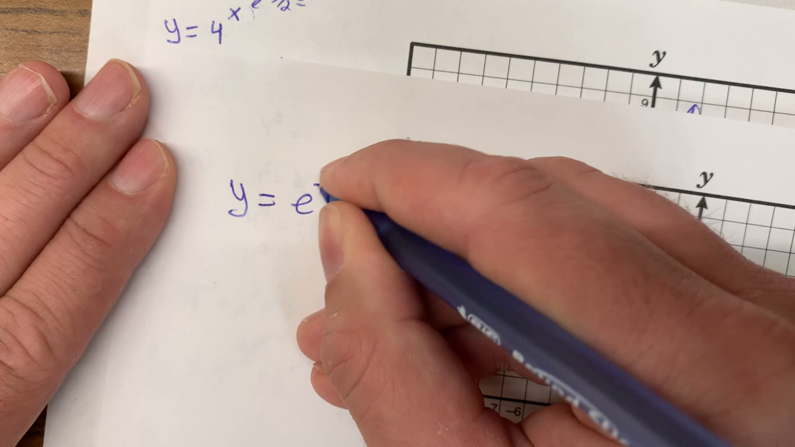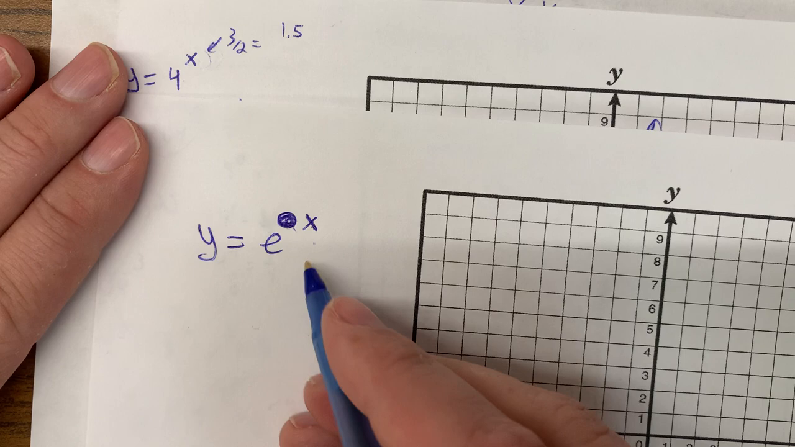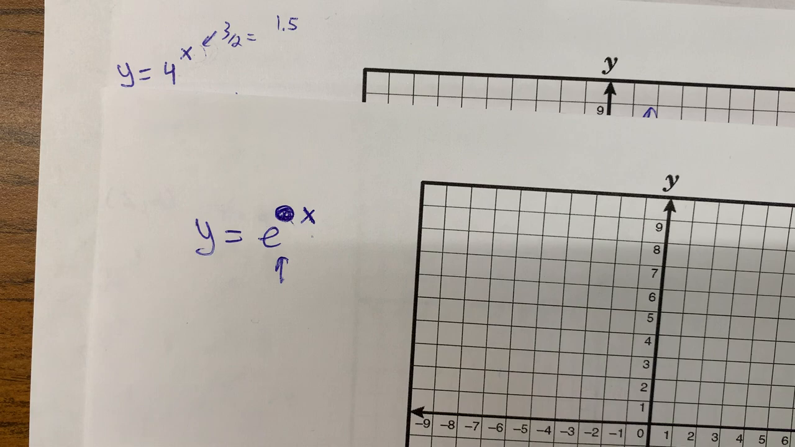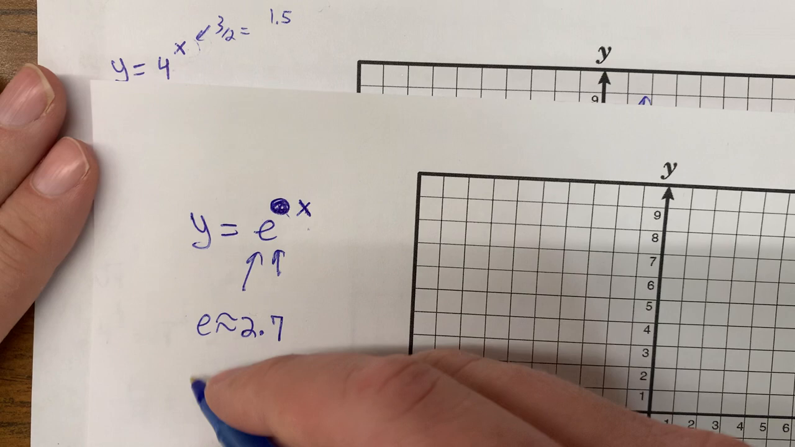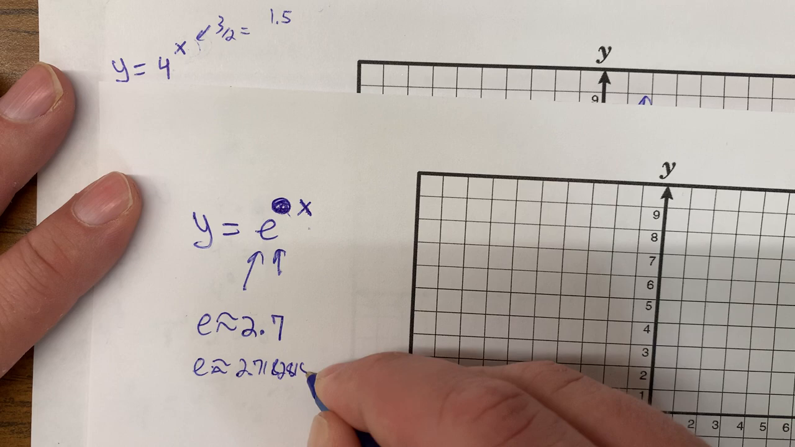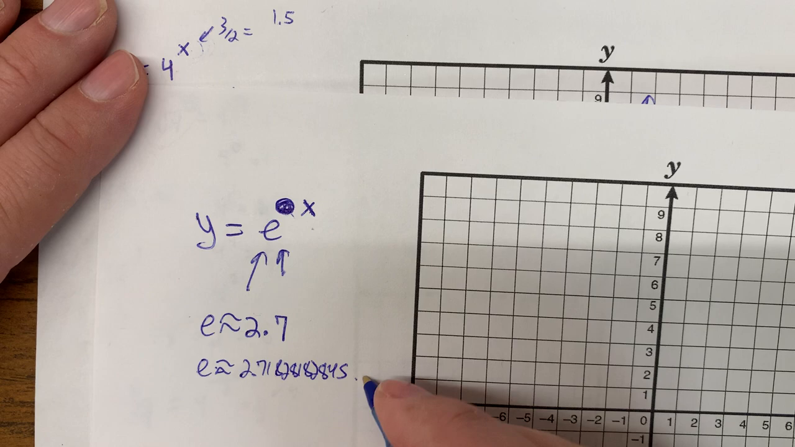Y equals e to the x, this is the most important exponential function, even though you've never seen it before. We just learned about e, and I hope you remember how big e is. How big is e about? You need to know it's about 2.7. You don't really need to know past that. It's an irrational number. You know, it's 2.718281828459045, right? It keeps going, dot, dot, dot. But you need to know it's about 2.7.